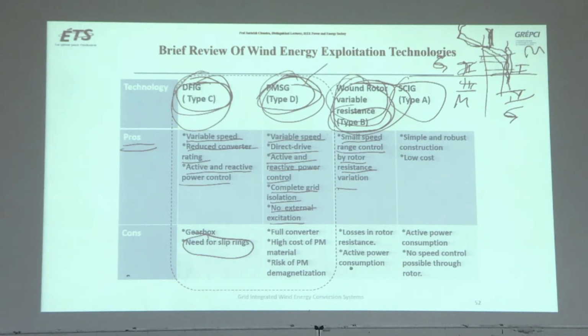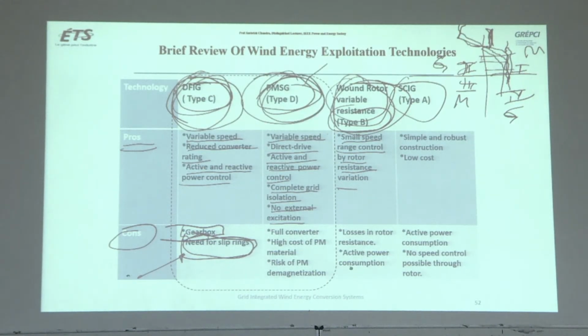Anyway, if you see the disadvantages with DFIG machines, you have a gearbox. We have already discussed there are so many losses and maintenance costs and those things with gearbox. Need for slip rings. There are 3 slip rings and 3 brushes. They need cleaning and maintenance of brushes and slip rings, right? This is the disadvantage in DFIG machine.